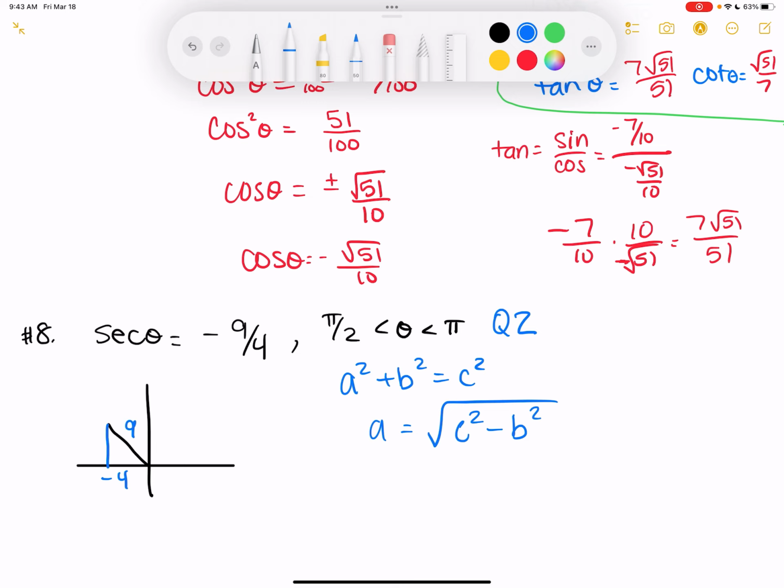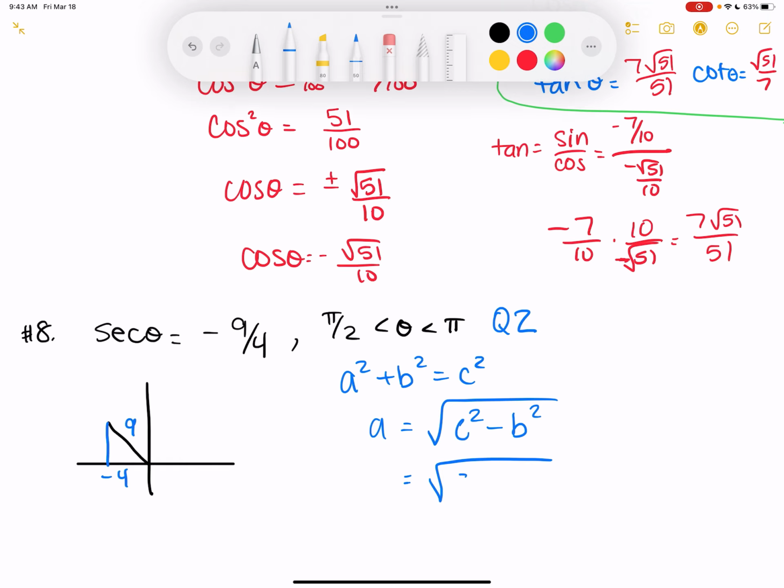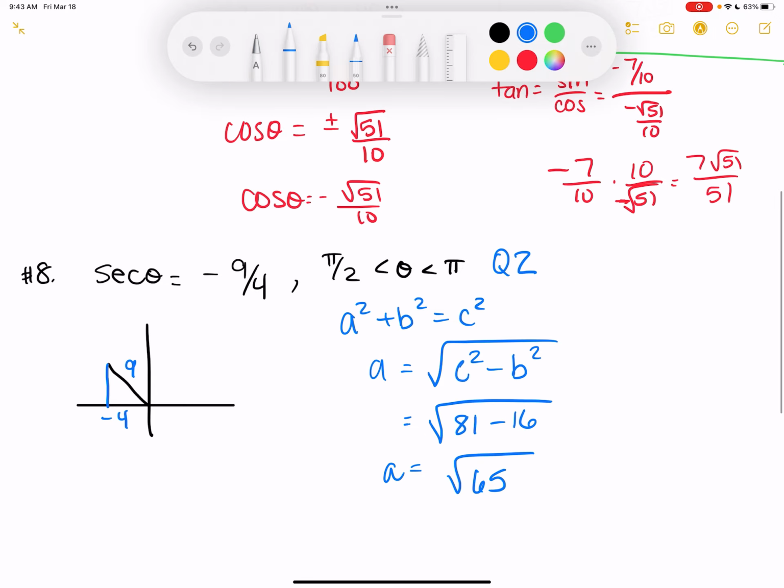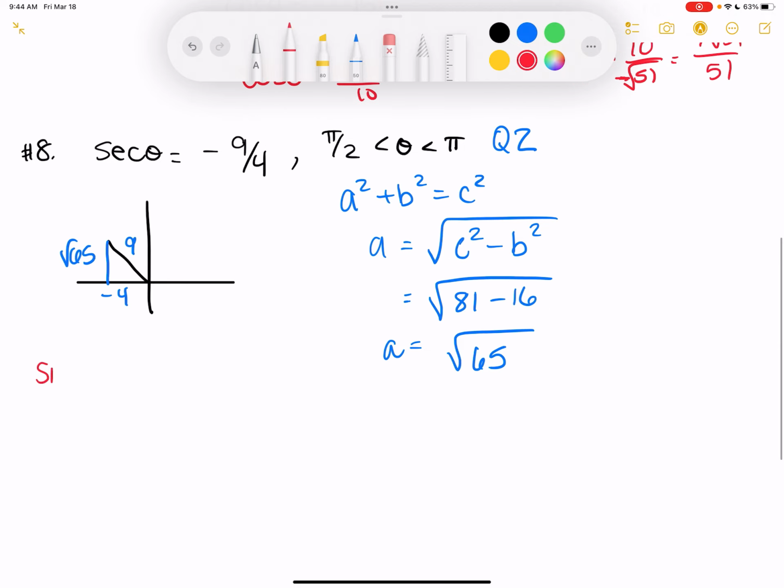Then you can just plug in numbers. So the square root of 81 minus 16, which is the square root of what? 65. All right, so square root of 65. And now, given that information, I can solve all of my trig functions.